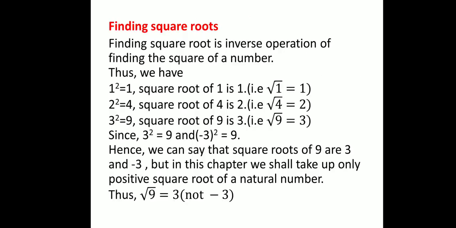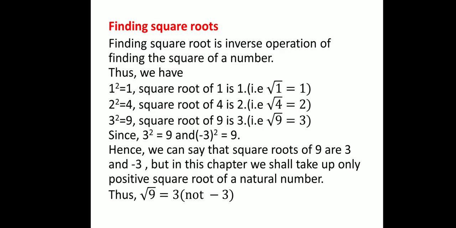Finding square roots. Now, how can we find out the square roots of a number? Finding square root, as I told you earlier, is the inverse operation of finding the square of a number. So, if 1 squared is equal to 1, then square root of 1 is 1. That is, root 1 is equal to 1 in symbolic language. 2 squared is equal to 4, so square root of 4 is 2, that is, root 4 is equal to 2. 3 squared is equal to 9, so square root of 9 is 3, that is, root 9 is equal to 3.